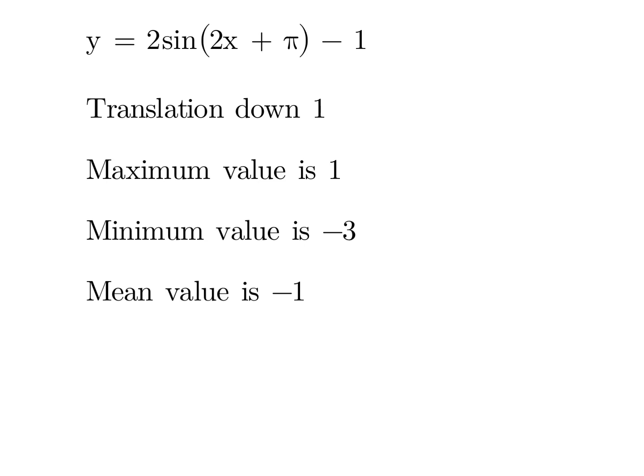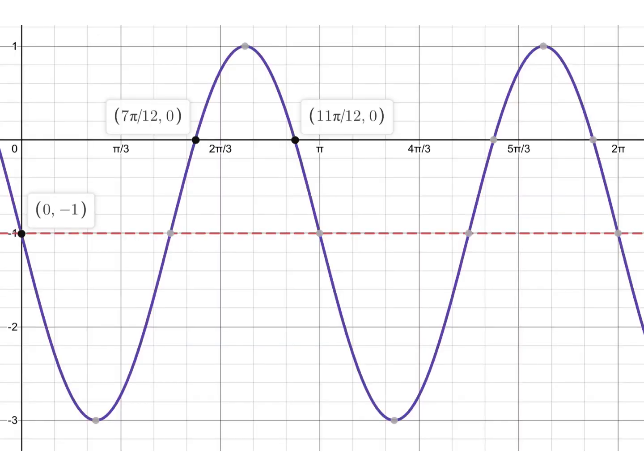So our maximum height on the last one was 2 and minus 2. So when I translate down 1, the max height now goes from 2 to 1. The minimum height goes from minus 2 to minus 3. And that means my mean value, which is the average of those, or the middle of the graph, is at minus 1, because I shuffled it down 1 from 0 to minus 1. And that is our curve.